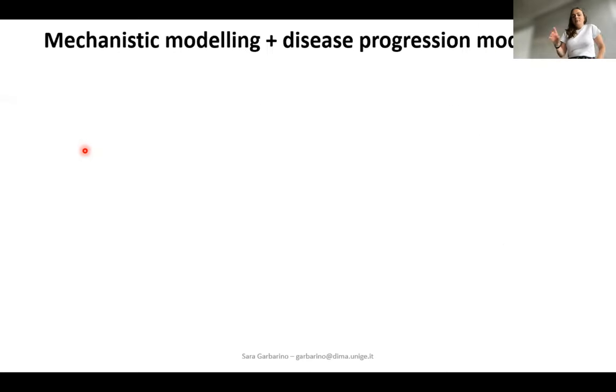And I'm aware this will be a bit of a conflict of interest, but I will add a couple of slides on this, because I think it's one of the first models that actually combines disease progression modeling and mechanistic modeling. So I think it could be interesting to know a bit more about this one. The idea is that we wanted to combine mechanistic modeling of protein dynamics and disease progression modeling.